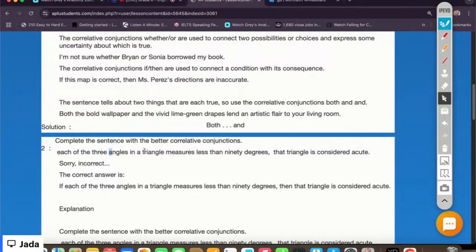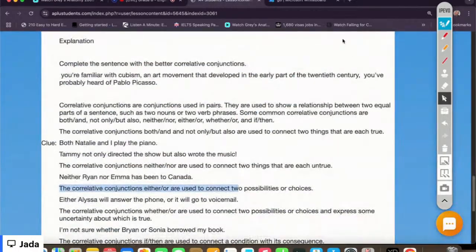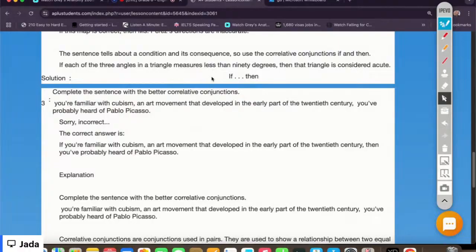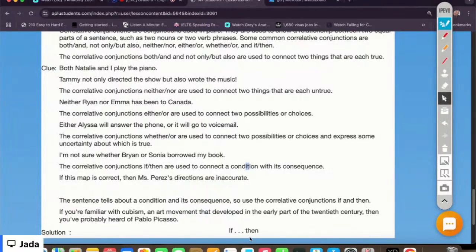So we have the next. Each of the three angles in a triangle measures less than 90 degrees. Dash that triangle is considered acute. So we have if then, all right? So you're familiar with Cubism and art movements that developed in the early part of the 20th century. You have probably heard of Pablo Picasso. So we have if then. So if you're familiar with Cubism and the art movement that developed in the early part of the 20th century, then you have probably heard of Pablo Picasso.